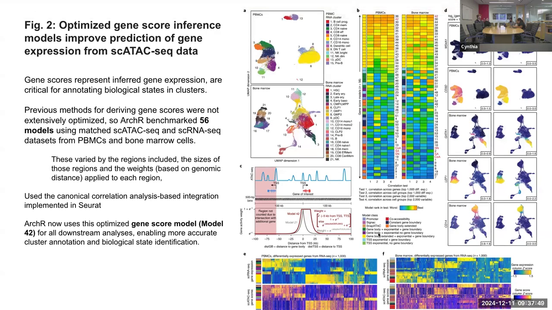For example, the yellow is the gene body extents plus exponential plus gene boundaries. So these are different properties that we're combining to improve the model. At the end, this variance includes a lot of factors like regions included, sizes of the regions, and different weights applied to each one of these regions. And well, ArchR now uses this optimized gene score model, labeled number 42, for downstream analysis. And they say that this is the best they could rank in terms of identifying the biological signal that they were looking at.